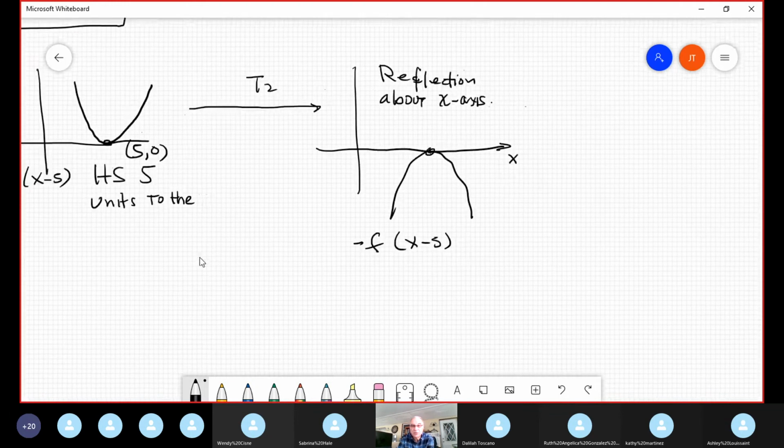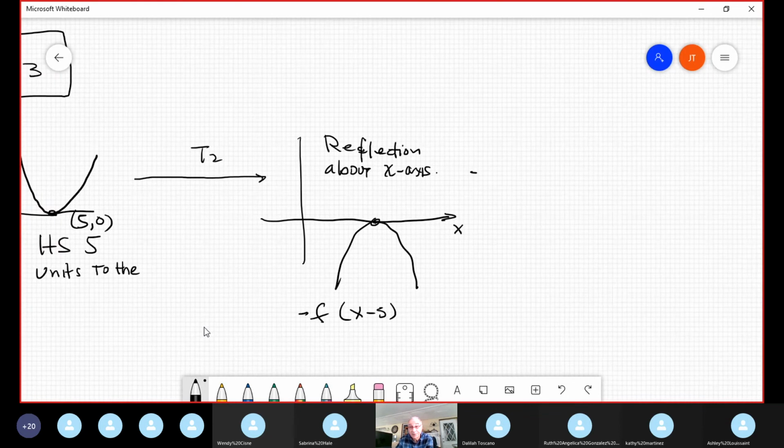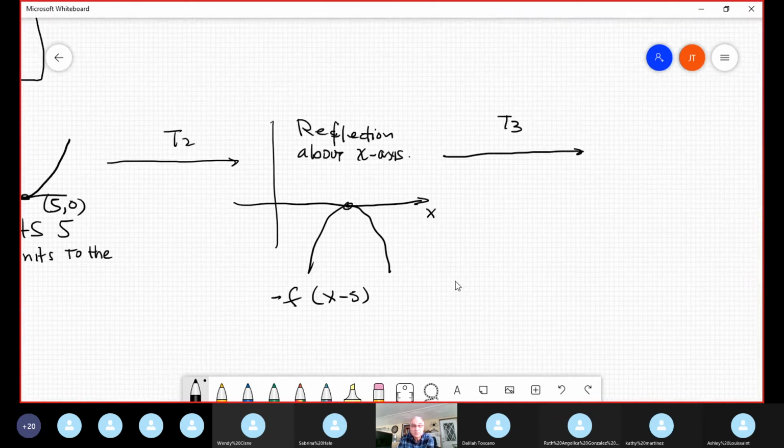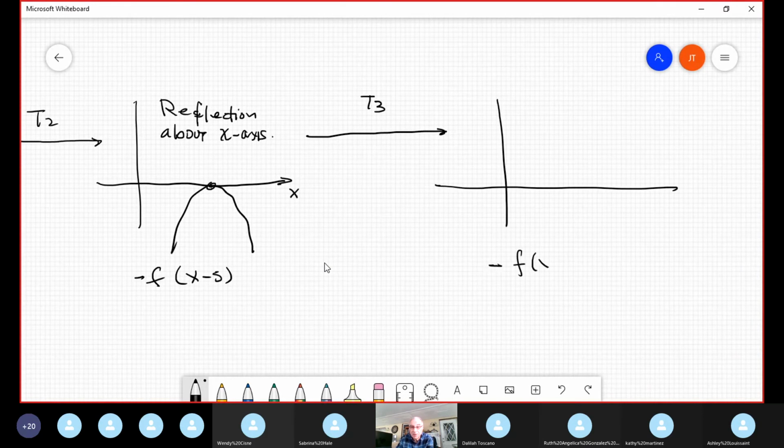Finally, transformation number 3 is plus 3. It's a coincidence that it is transformation number 3 and the number is 3. So, what kind of transformation is it when you are adding plus 3? It's minus f of x minus 5, now plus 3. This 3 is outside the parenthesis. So, when it's outside the parenthesis, I know it's a vertical shift. Vertical shift, 3 units. But in what direction?